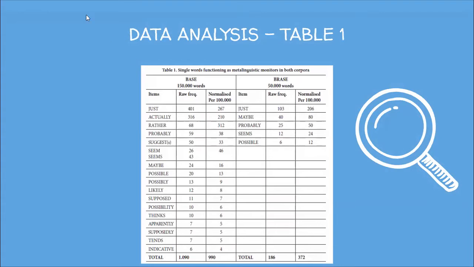This is table 1 for consideration. It shows that the frequency of the use of one-word items is higher in BASE, the British corpus, than in the Brazilian group. And in the Brazilian corpus we have the concentration in two items, the pragmatic markers just and maybe.